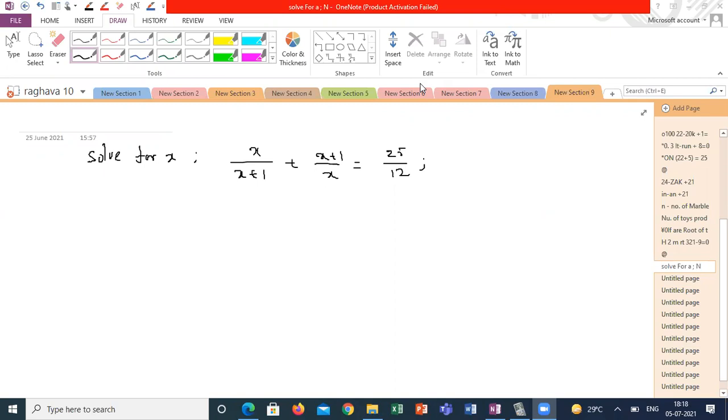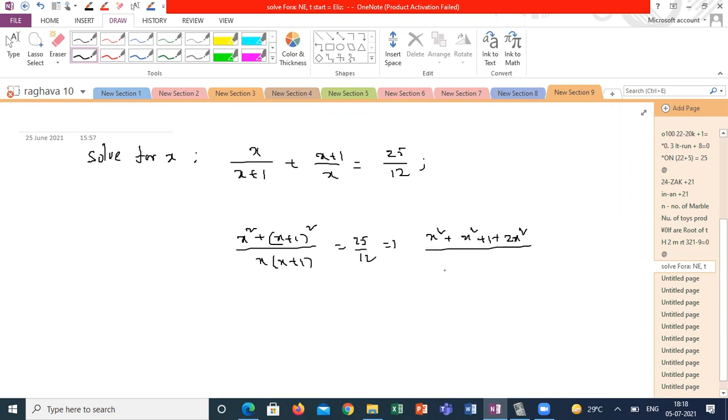So x equal to minus 4 or 3, sir. What is the equation you got? x square plus x minus 12 equal to 0. x by x plus 1 plus x plus 1 by x is equal to 25 by 12. This is x square plus 1 plus 2x square divided by x square plus x equal to 25 by 12.